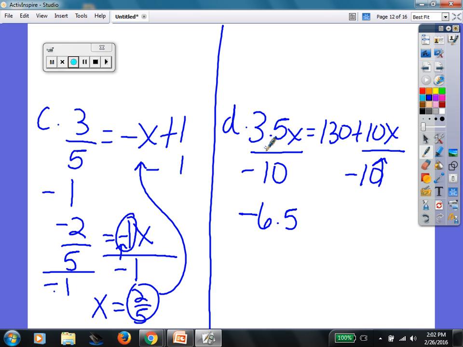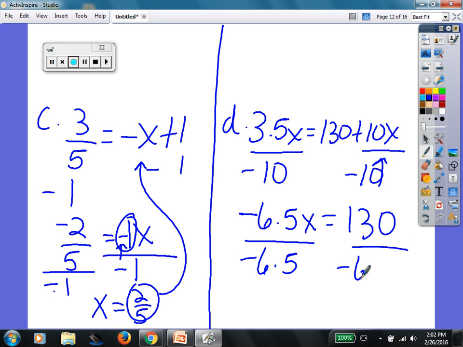That's like saying maybe you had $3.50 in the bank and you spent $10, so you're negative 6.50. X equals 130. Okay? Now you're going to divide by negative 6.5 on both sides. Divide by negative 6.5. And whenever you do that, you get that x equals a negative 20.